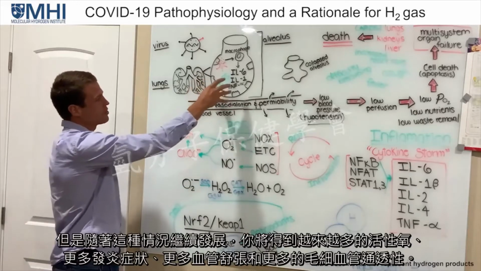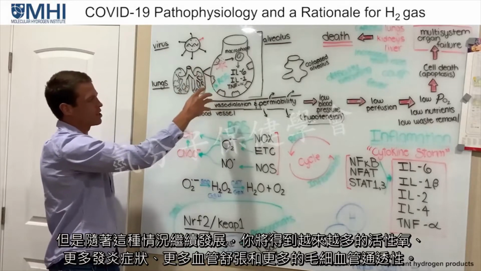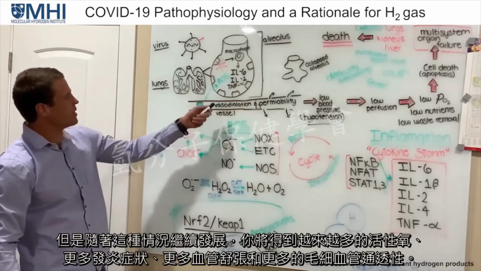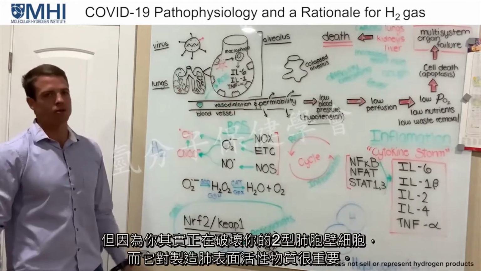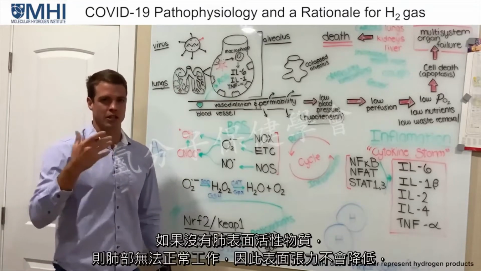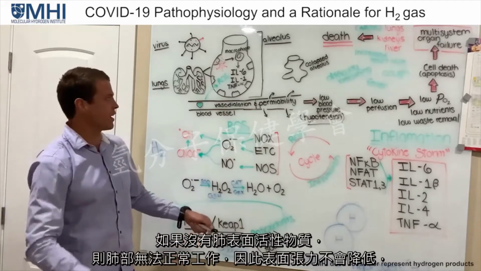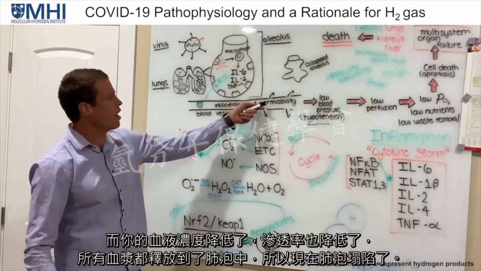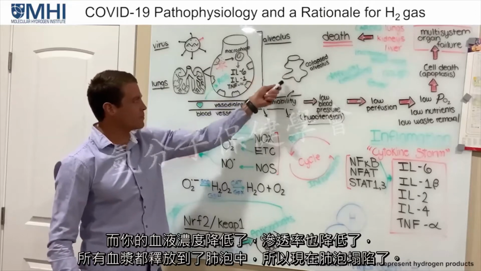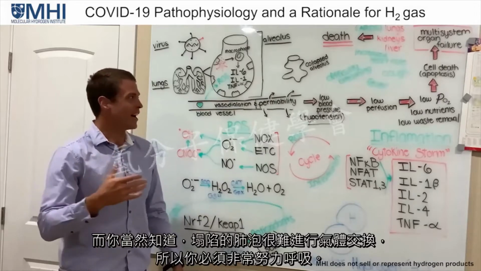But as this continues going, you're going to get more and more reactive oxygen species, more inflammation, more vasodilation, more capillary permeability. Because you're destroying your type 2 pneumocytes, and the type 2 pneumocyte is what's important to make surfactant. If you don't have surfactant, your lungs aren't going to work correctly. You don't have the reduced surface tension, so you have decreased compliance. Plus, with the permeability, all the plasma is releasing out into the alveolus, and so now you have a collapsed alveolus. Of course, with a collapsed alveolus, it's very difficult to do gas exchange.